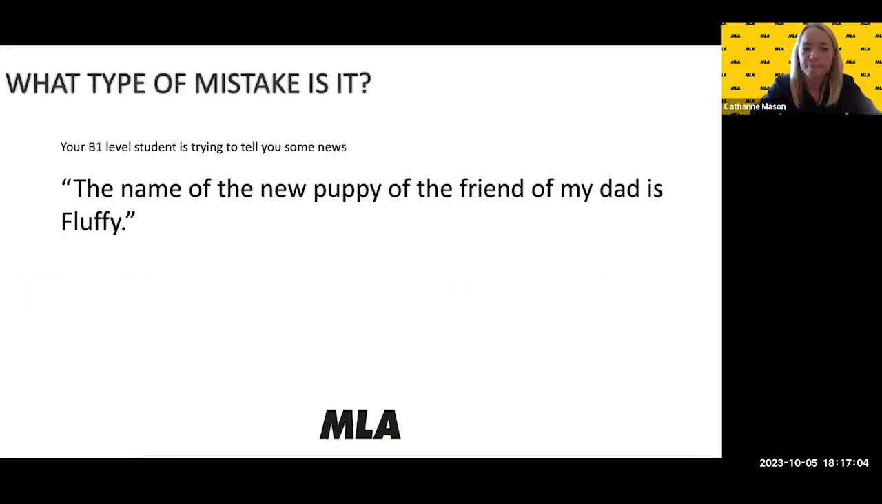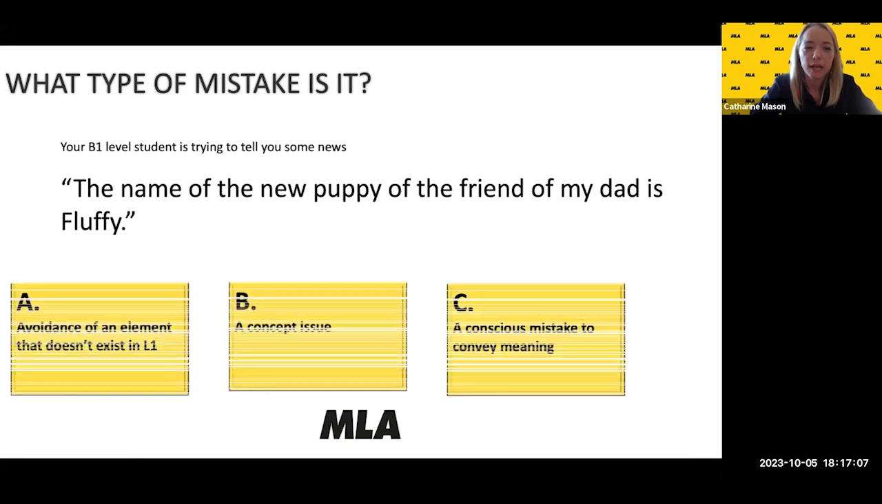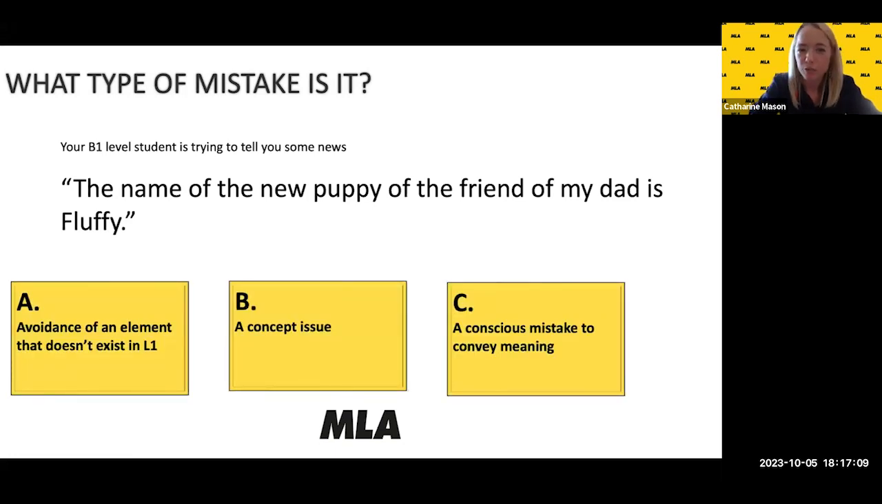Okay, next one. We have a B1 level student who is trying to tell you some news. And they say, "The name of the new puppy of the friend of my dad is Fluffy." What's the mistake here? Is it avoidance of an element that doesn't exist in the first language, a concept issue, or a conscious mistake to convey meaning? Everyone seems to be saying A, as far as I can see.